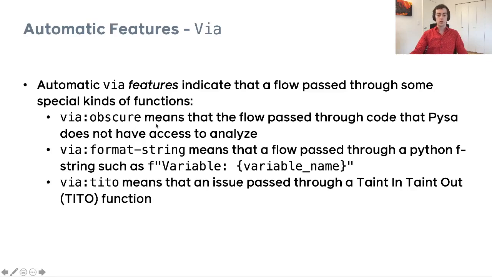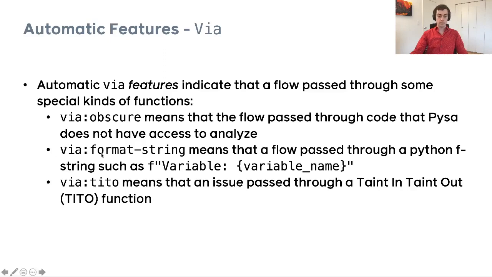Obscure functions are functions where Pysa doesn't have the source code to analyze. And so we're going to assume by default that the functions are taint and taint out. Any taint that goes into the arguments comes out the return value. When we do make that assumption, we also add that via obscure feature. This helps you be aware that you might have some false positives on this flow because of this assumption that we've made.